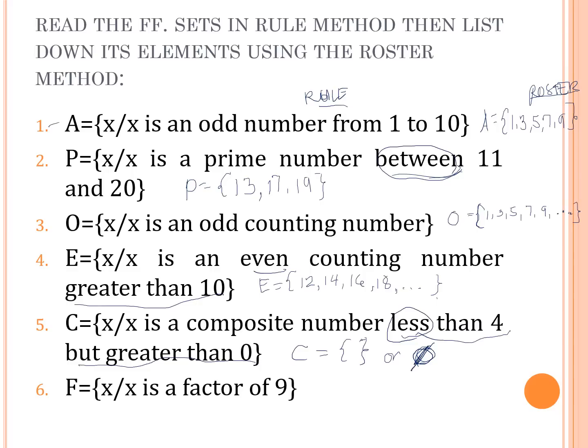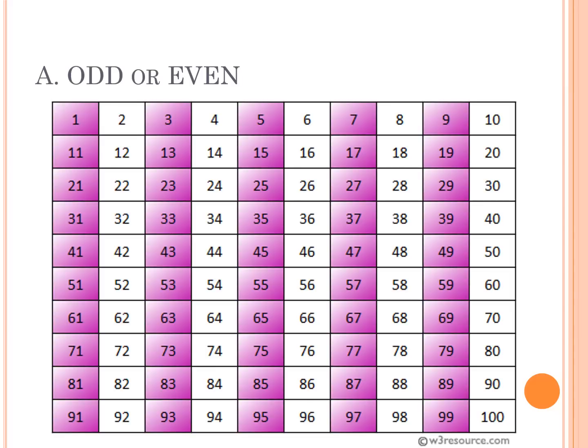And for number 6, we have set F, the set of all x such that x is a factor of 9. We name that as F. And the factors of 9 are 1, 3, and 9. That's it. So that is the answer for number 6.